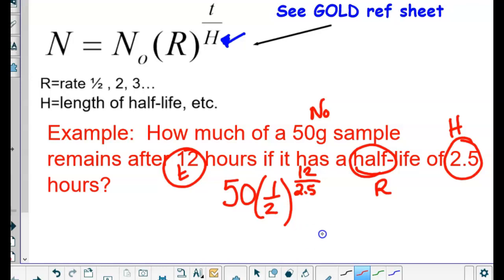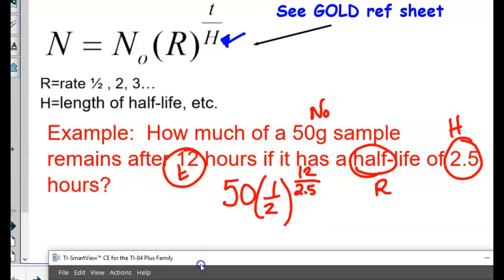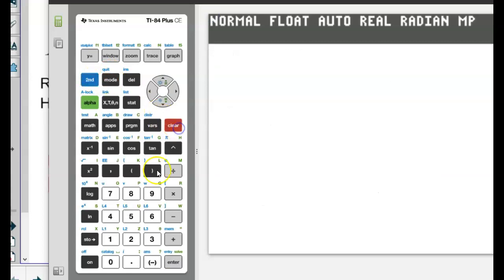So then you type it in. 50, you don't use your app, we're on the home screen. 50 is being halved every, and we said 12 hours have gone by, but it's only being halved every 2.5.